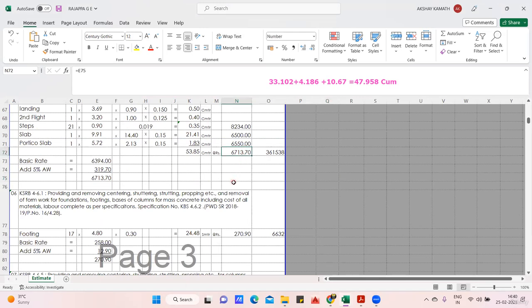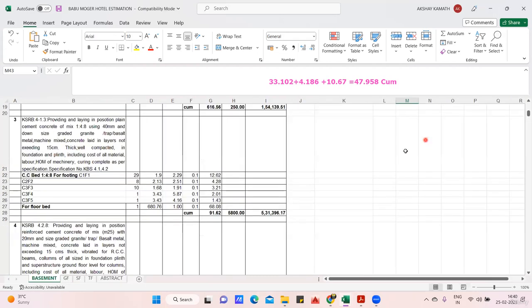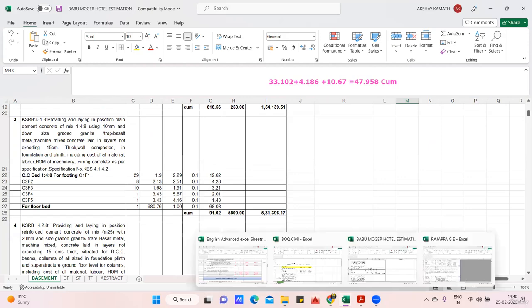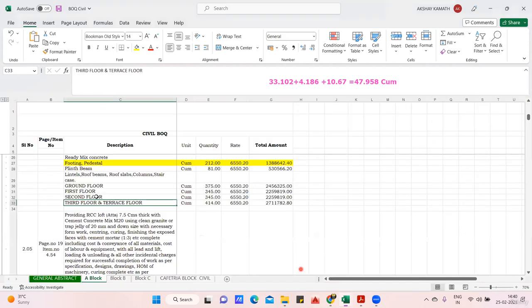You don't have to bifurcate like ground floor, first floor, second floor. All the quantities you add together and give a rate. That also can be done. So it is totally up to the contractor how he is going to do the execution. Okay, fine. So what I have done is, I'll go to my Excel sheet now.